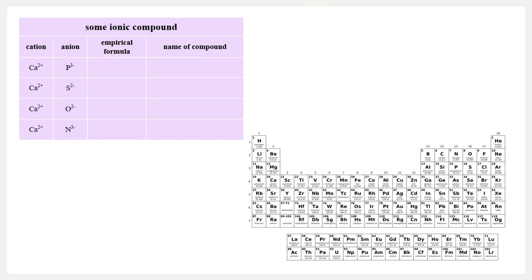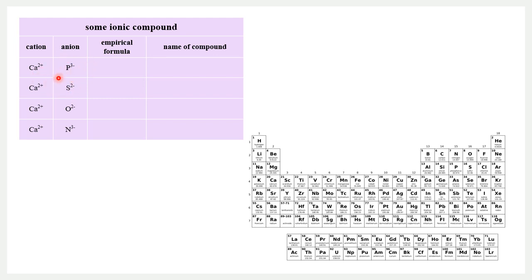So here we have this problem. We have to figure out the empirical formula as well as name the compound. We have some cations and some anions. For writing the empirical formula, there's a little trick that we could use: the charge of the cation is the quantity of the anions you need, and vice versa.